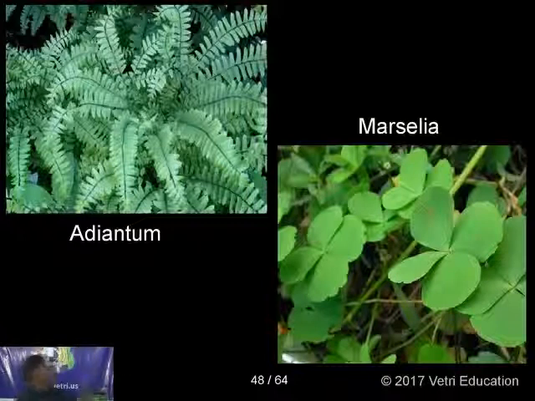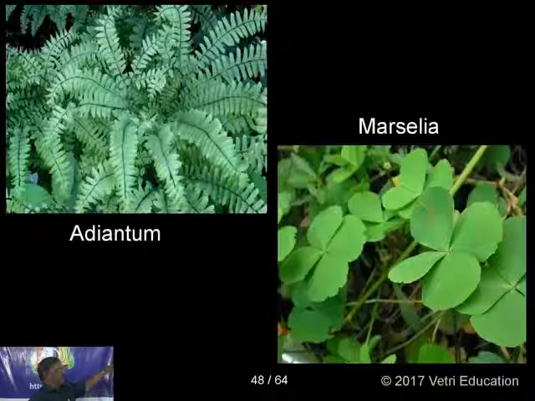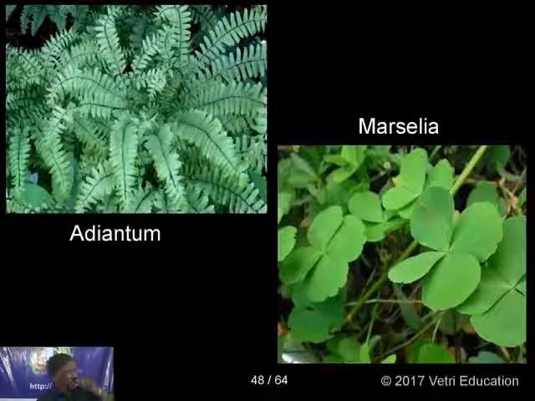So Adiantum is given. Here you can find the long leaves, and this Marsilea you might have seen near water. Near water you can find it everywhere, and there are four leaves at the tip of the petiole. This is Marsilea.